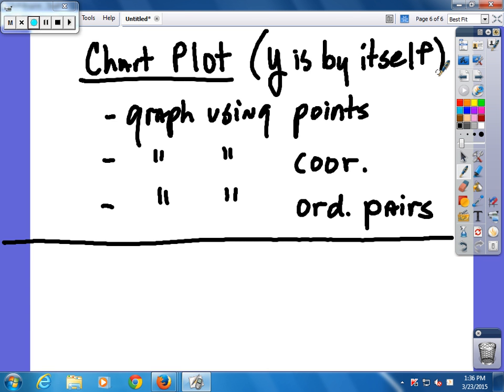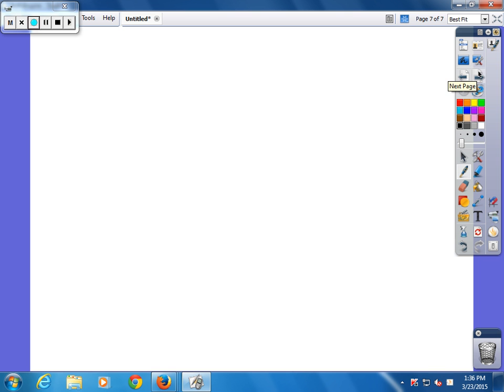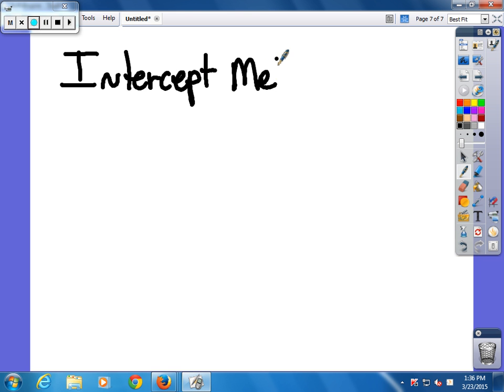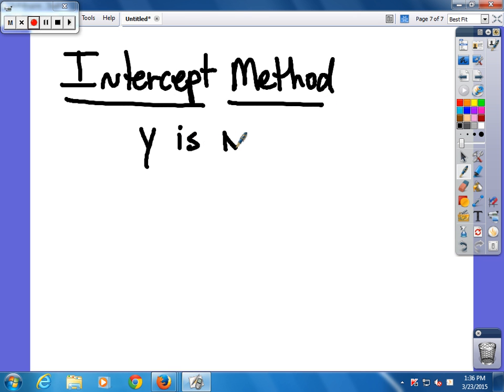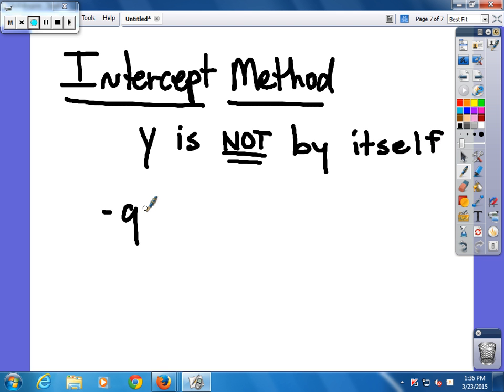So, what is the intercept method? When do you use it? Use the intercept method when y is not by itself, and it should say that on the top of your sheet. You use it when y is not by itself. And the directions will say graph using the intercepts.